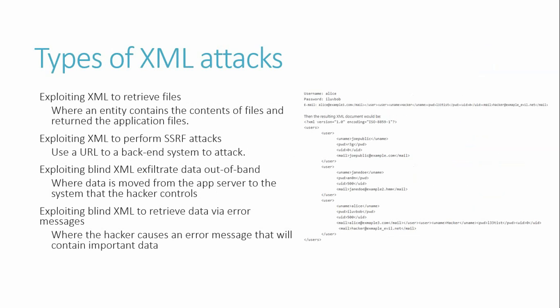So we'll talk about four different types of XML attacks. The first one will be exploiting XML to retrieve files. Next will be exploiting XML to perform SSRF attacks. Then exploiting blind XML to exfiltrate data out of band, which I'll talk about later, and exploiting blind XML to retrieve data via error messages.